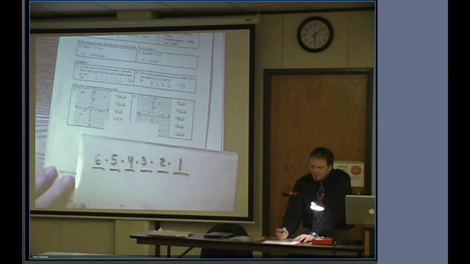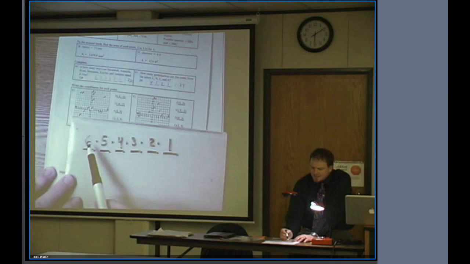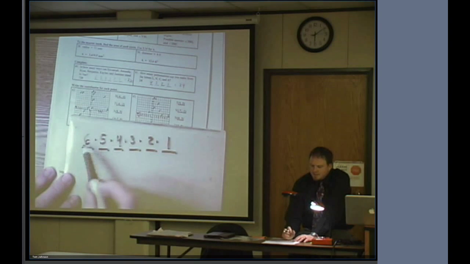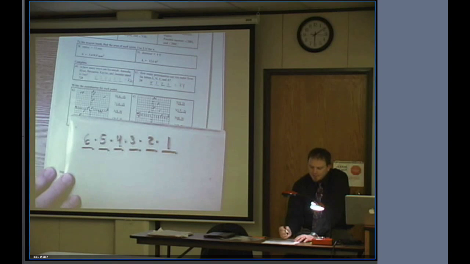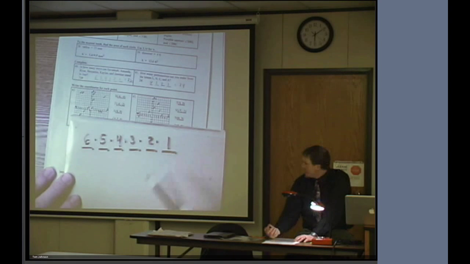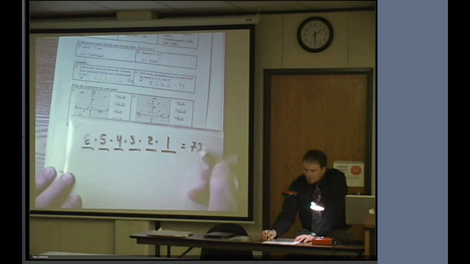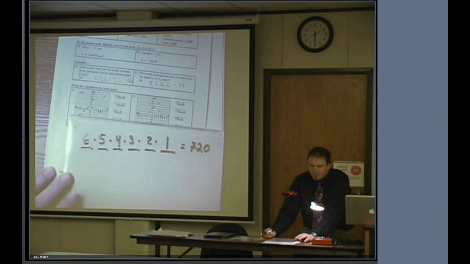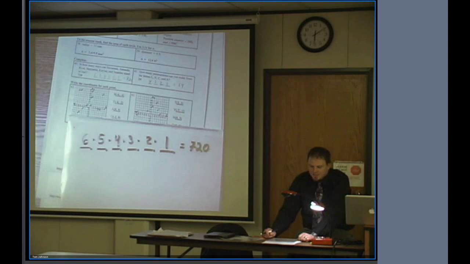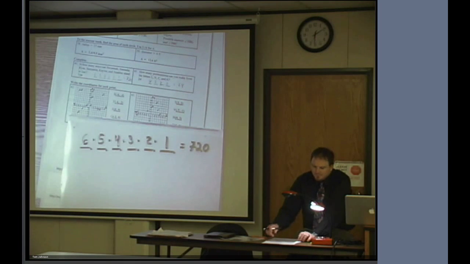So, to figure this problem, we've got 6 times 5 times 4 times 3 times 2 times 1. 6 times 5 is 30, times 4 is 120, times 3 is 360, and times 2 is 720. So, there are 720 possible ways for those 6 students to stand in line.